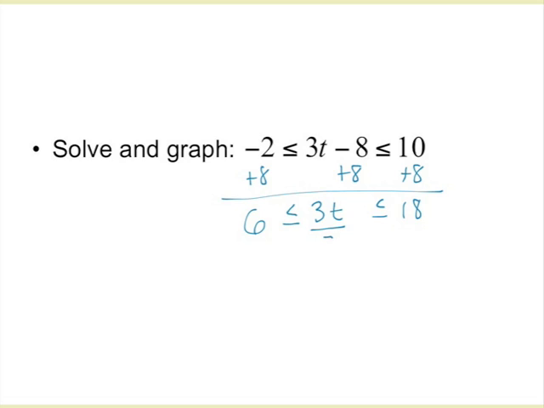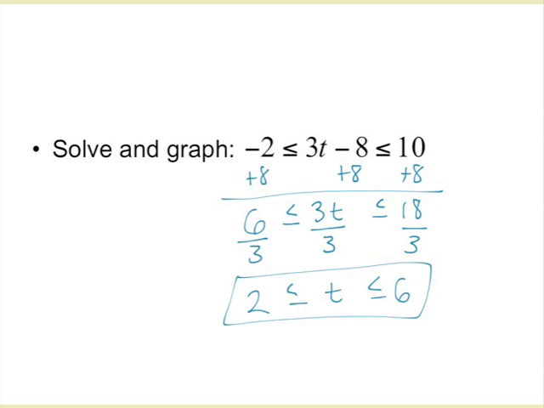Then I'm going to divide by 3 to all parts. That's a positive 3 that I'm dividing by, so I don't have to worry about flipping any signs. If I were dividing by a negative here, I would need to flip all of the signs. So this whole thing would be turning backwards if I was dividing by a negative. You get 2 is less than or equal to t, less than or equal to 6. And that's my answer. We could read this as saying t is between 2 and 6.